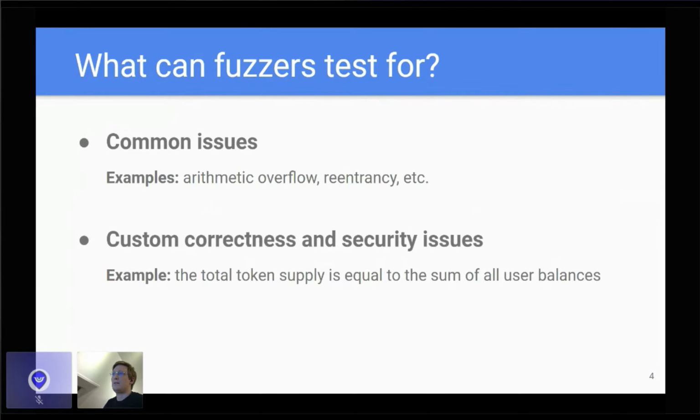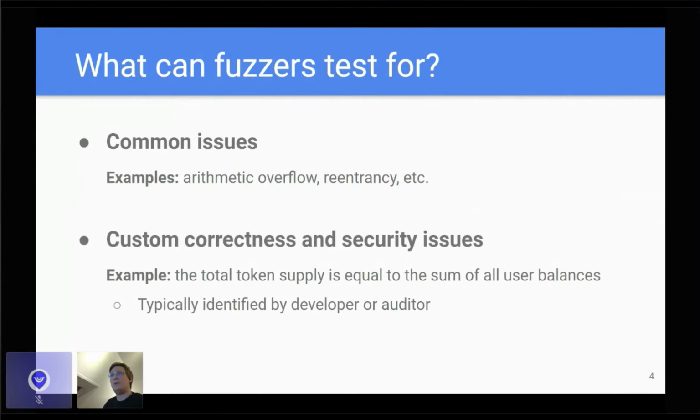and that's what we call custom correctness and security issues. So what does this mean? For instance, an example would be that if you have a token, you want to make sure that the total supply is actually equal to the sum of all the user balances. This is a more complex property that maybe you would write a test case for. And I'll explain a bit how these types of properties can also be tested automatically using fuzzers.